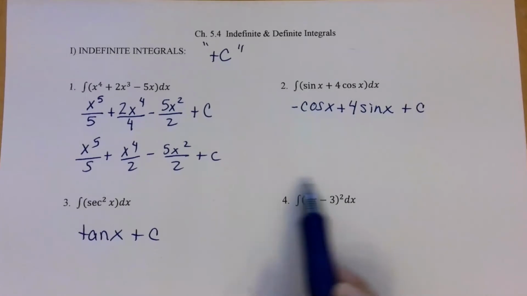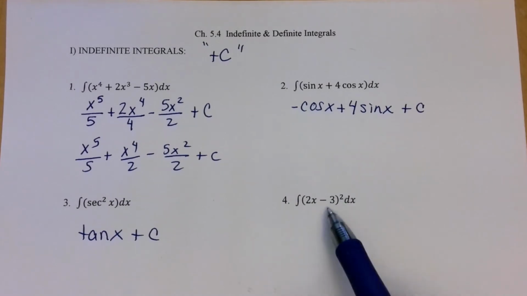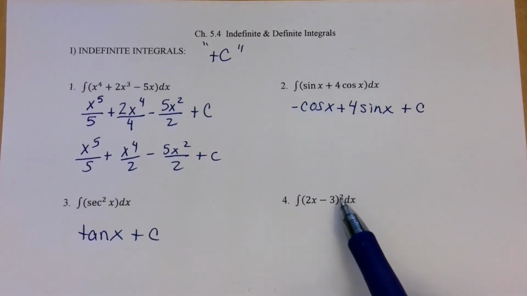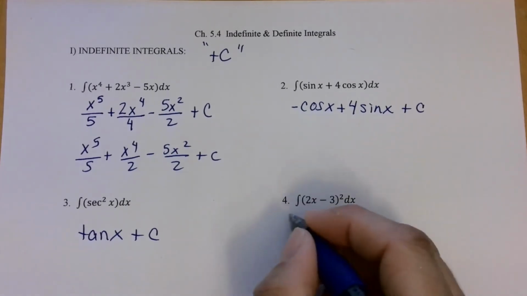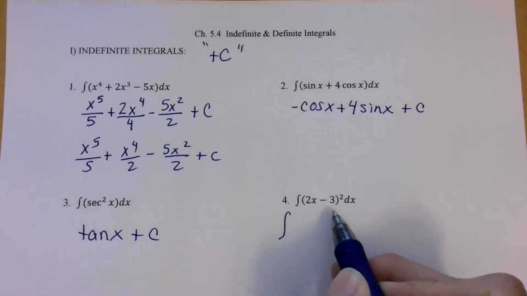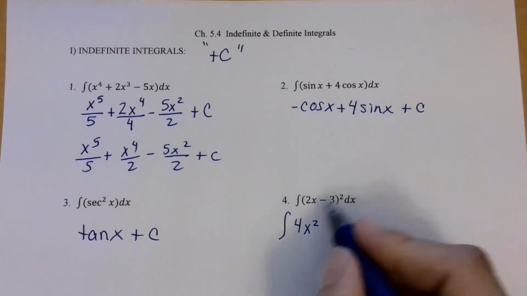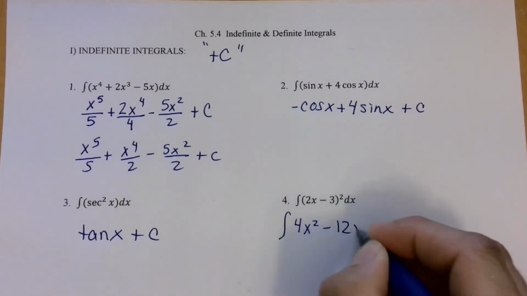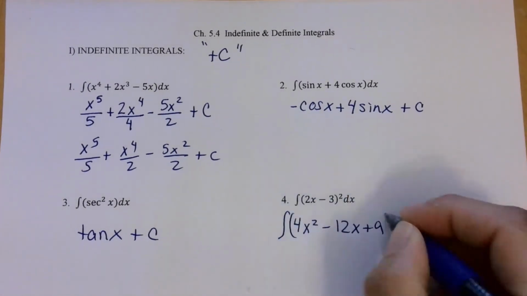And then for the last one, that is not written in the form of a polynomial. It's written in a squared form, and I do not know how to reverse a power rule in this form. So what I want to do is expand this out first. So I'm going to do a rewrite. So if I were to multiply out 2x minus 3 times 2x minus 3, I would have 4x squared minus 6x, and minus 6x is minus 12x plus 9.